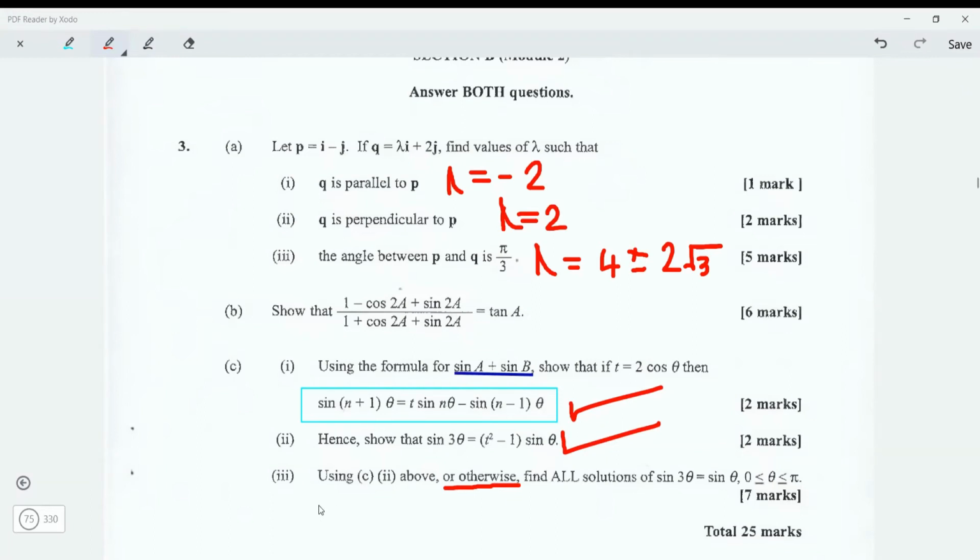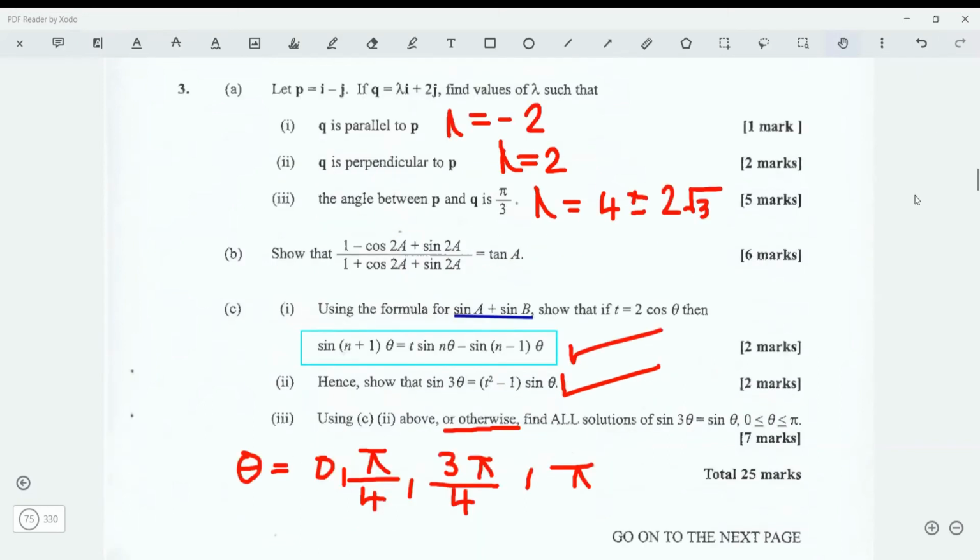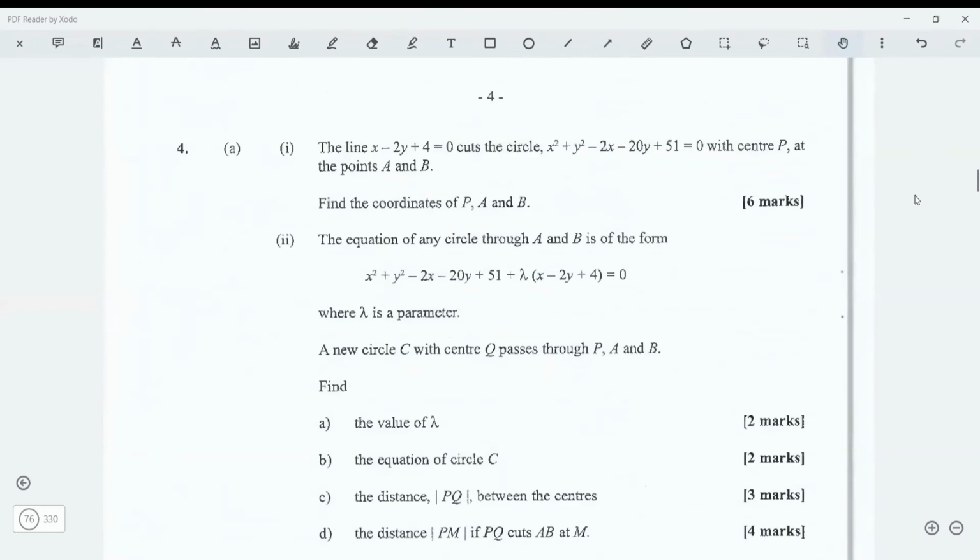You can write down all the solutions. We get theta equals 0, or theta equals pi by 4, or theta equals 3 pi by 4, or theta equals pi. All right. Cool with this? Cool, Marika? Yes, sir. Nice. All right. Now let's go to question 4.